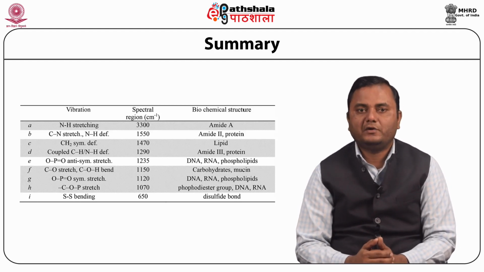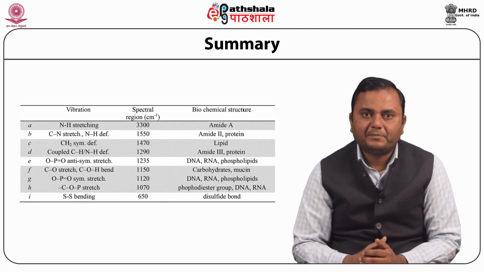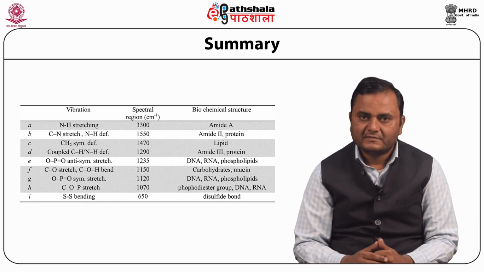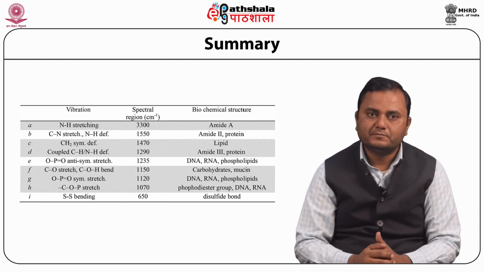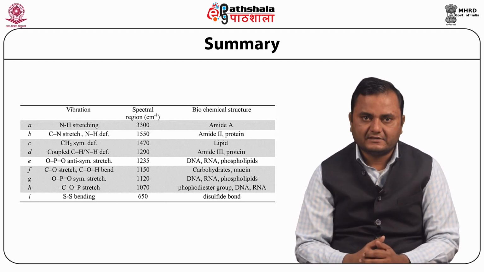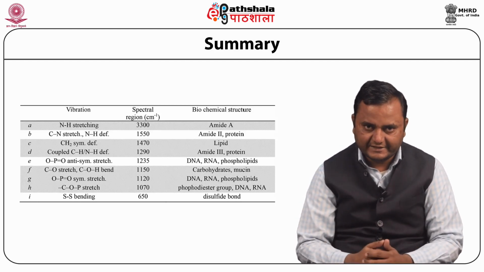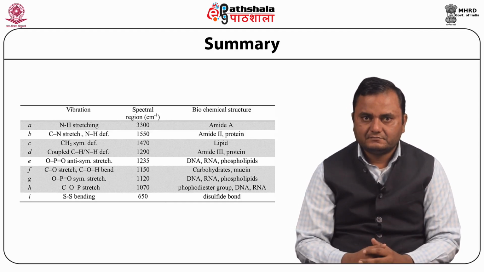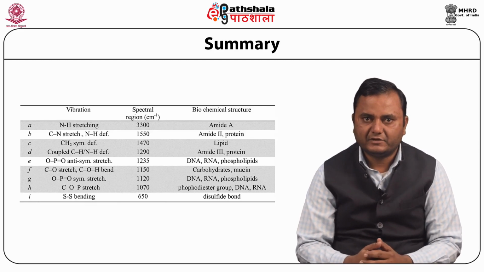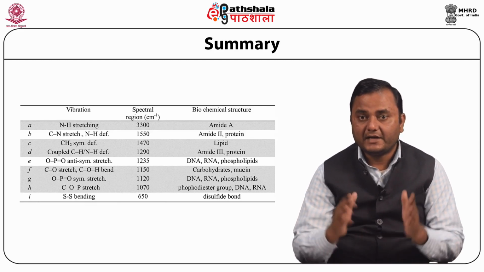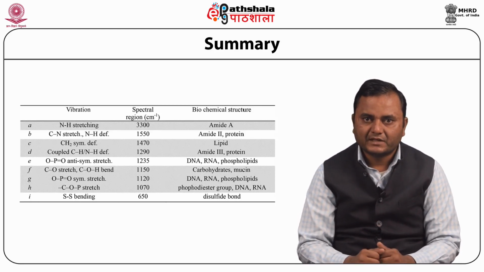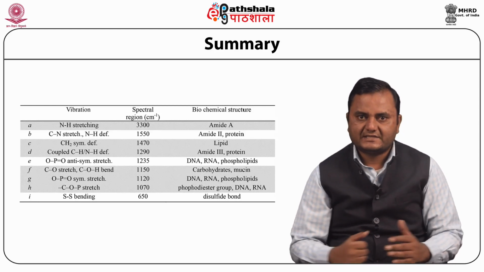For example, the amide A band appears at 3300 per centimeter, and it is because of NH stretching. And the amide 2 band in protein, because of the NH group, CN stretching and NH deformation, is found in the spectral region of 1550. As we talk about lipids, because of CH2 symmetric deformation, it gives a peak at 1470 per centimeter. And amide 3 of the protein, because of coupled carbon-hydrogen and nitrogen-hydrogen deformation, gives an intense peak at 1290 per centimeter.